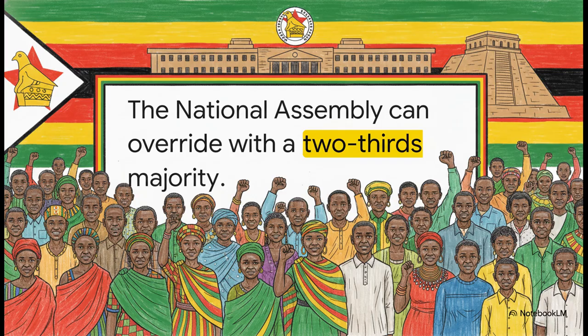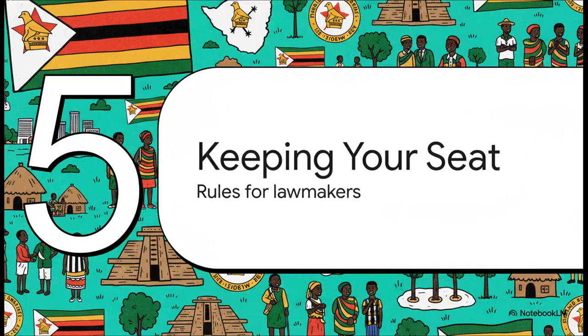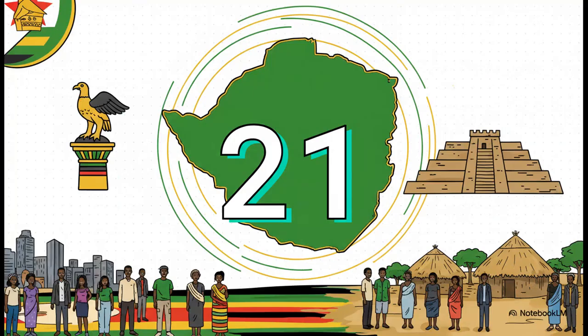This just proves that while the president is absolutely powerful, the final say still belongs to the large group that represents you, the people. All right, Section 5, keeping your seat. These are the strict rules for our lawmakers. So, we give these politicians a lot of power, right? But how do we make sure they actually do the work?